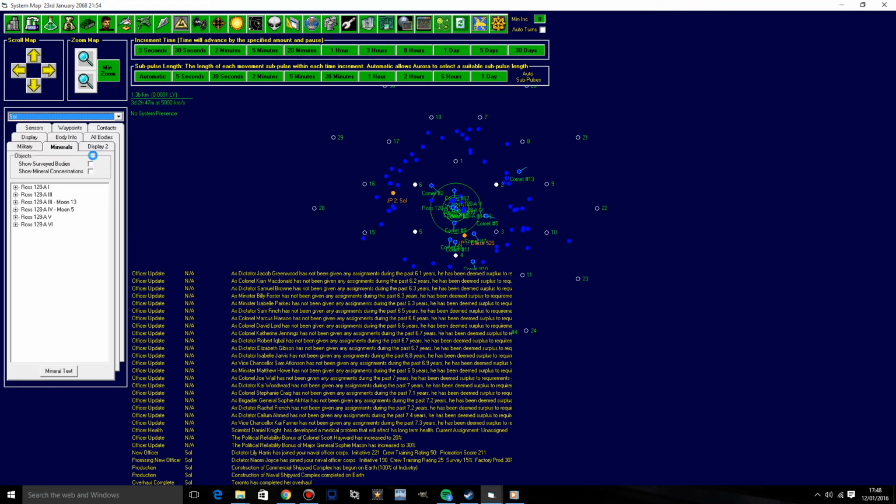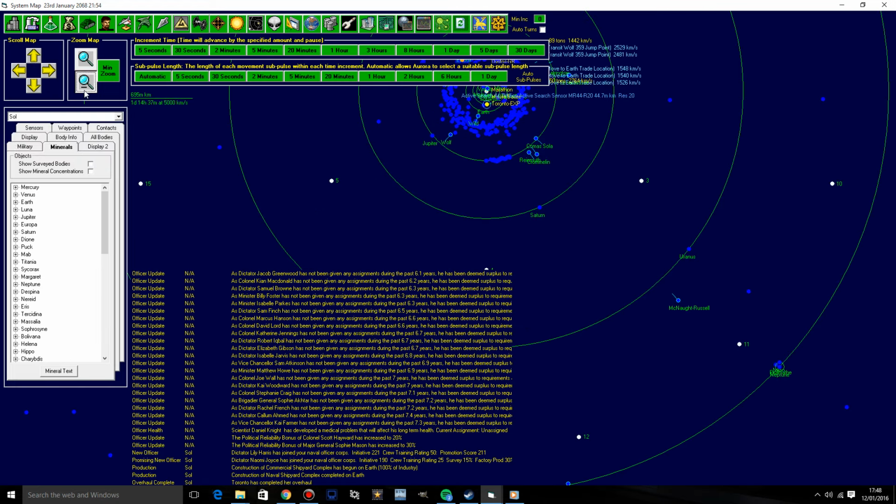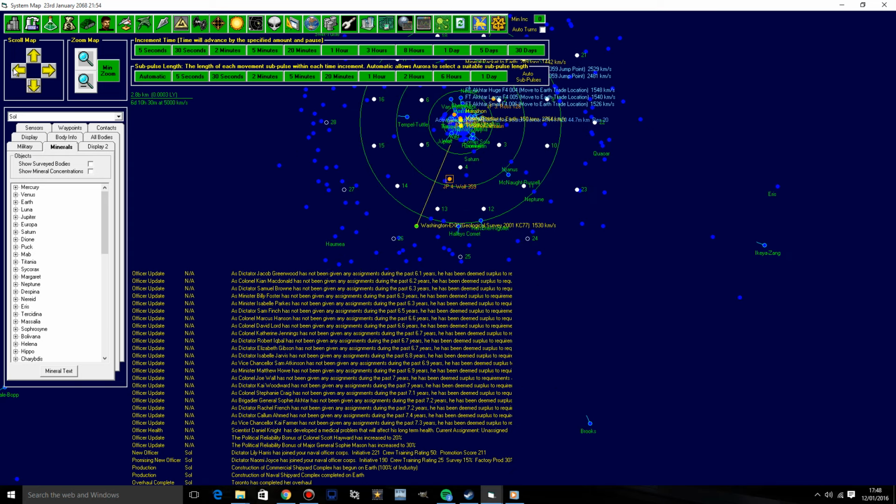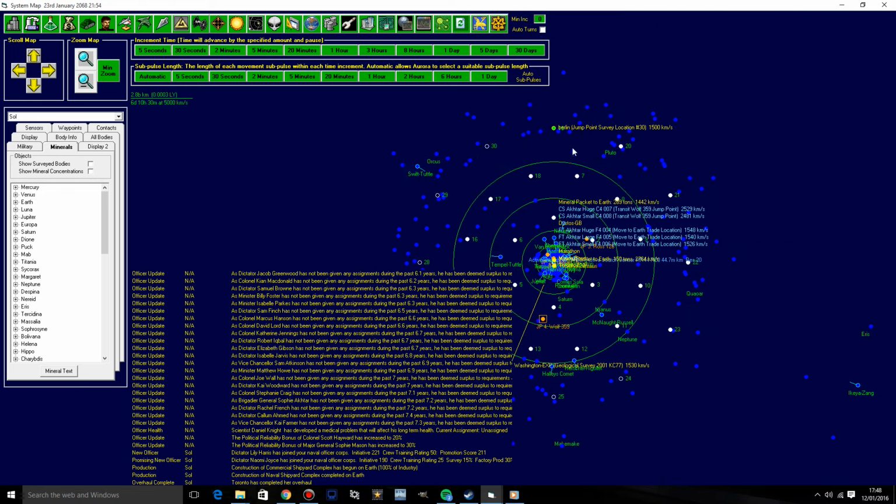I'm on the wrong system, that's fine. There we go. Sol. Red is the Berlin. Berlin's over here. So we've found about 3 jump points so far in Sol. We need to find the others. So I'm going to keep them going over.